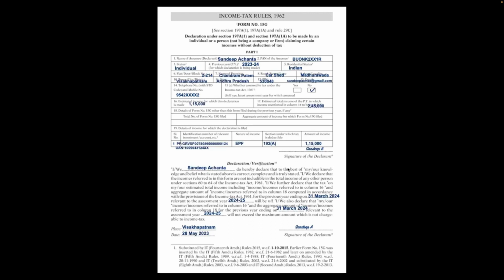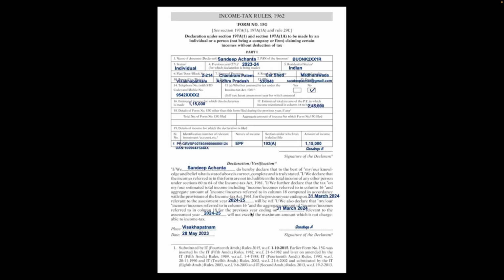Here write your name. Here come to previous year ending on. Here the previous year means the current financial year. This financial year will end on 31st March 2024, so we have to mention that date. And the year next to the previous year is called the assessment year. So what is the assessment year for the financial year 2023 to 2024? It is 2024 to 2025.